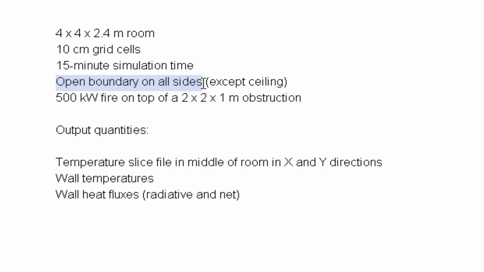This means that on the four sides, the left, right, front, and back, I'll have an open boundary to ambient conditions. And I'd like to have a 500 kilowatt fire placed on top of a 2x2x1 meter obstruction in the middle of the room. Some output quantities that I'll include are basic output quantities, a temperature slice file in the middle of the room in both the X and Y directions, and a couple of boundary files, which are going to paint all of the boundaries with the wall temperatures and the wall heat fluxes, both radiative and net heat fluxes. So let's get started.